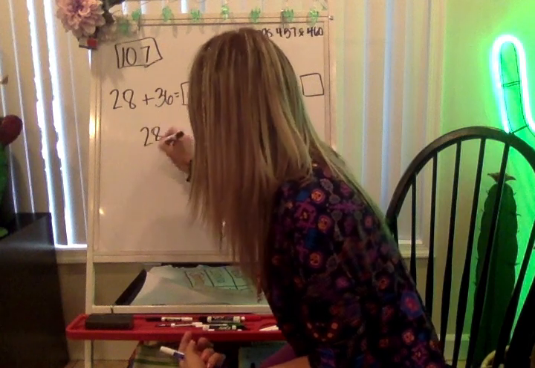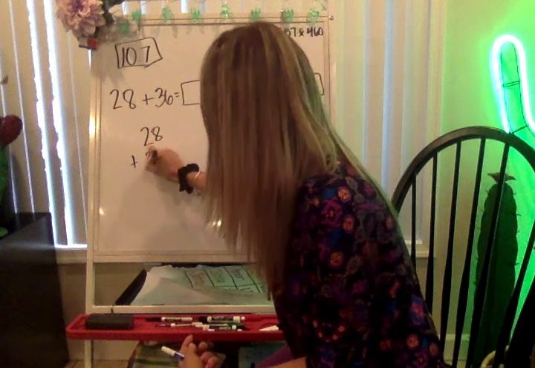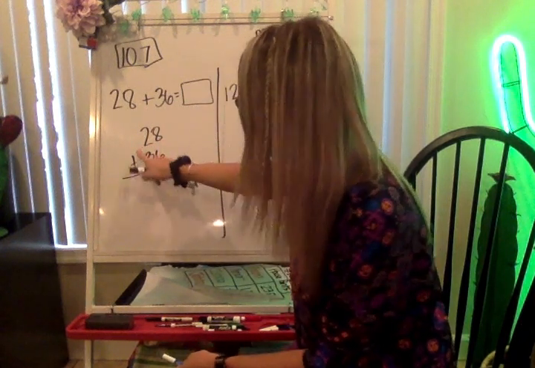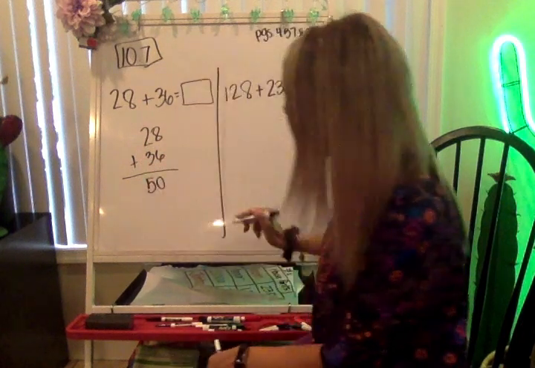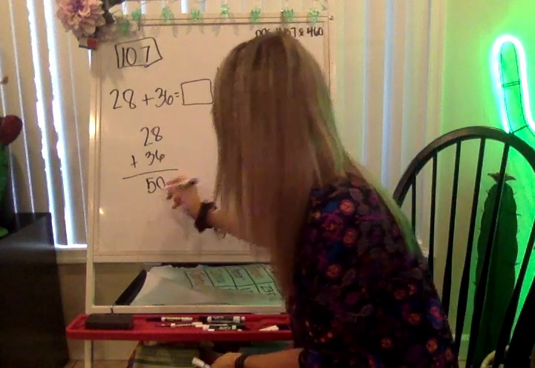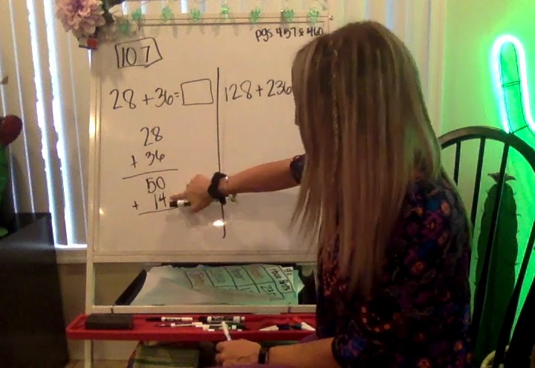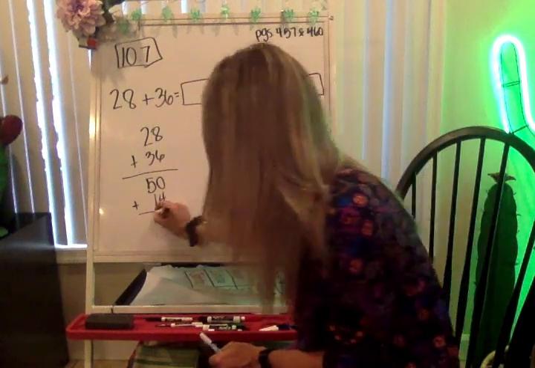vertically instead of the horizontal way. 28 plus 36. First, I'm going to add my tens together. 2 tens plus 3 tens is 5 tens. That has a value of 50. And then 8 ones plus 6 ones has a value of 14. These are the partial sums that I've come up with. So if I add 50 plus 14, I get 64.